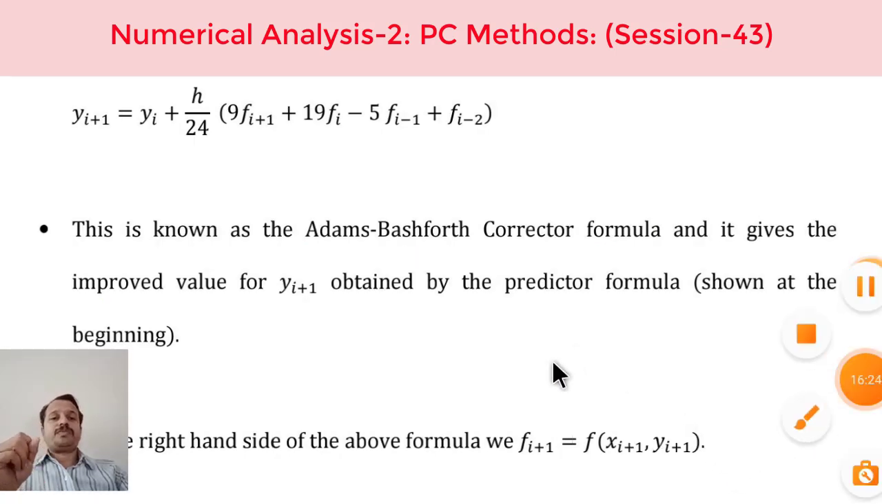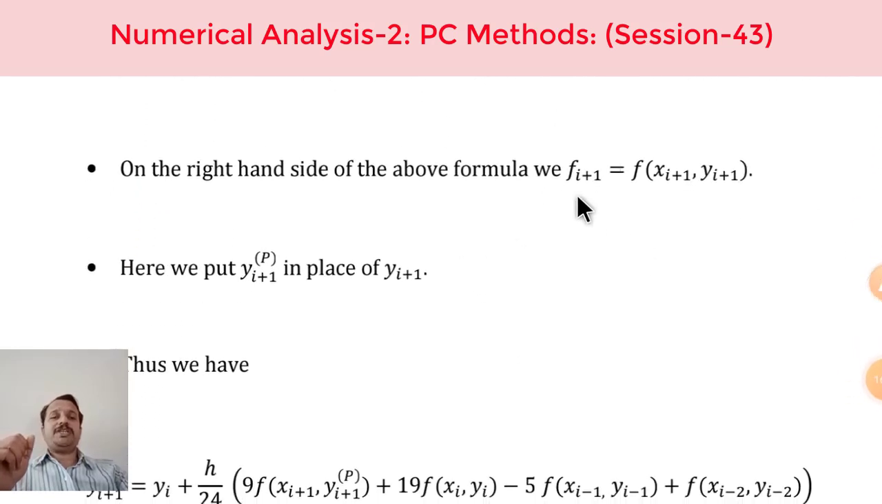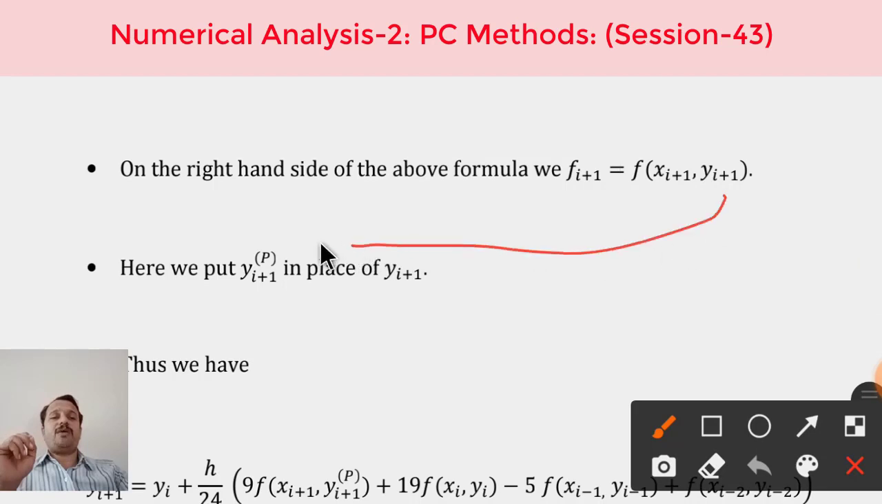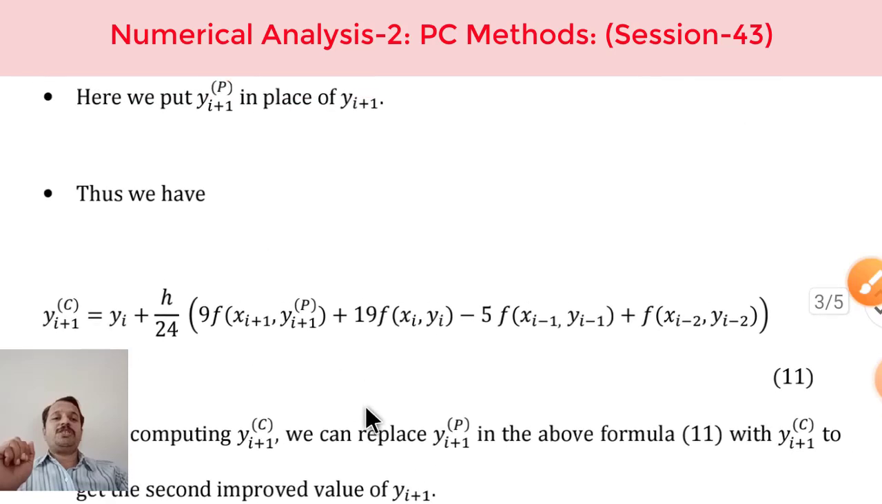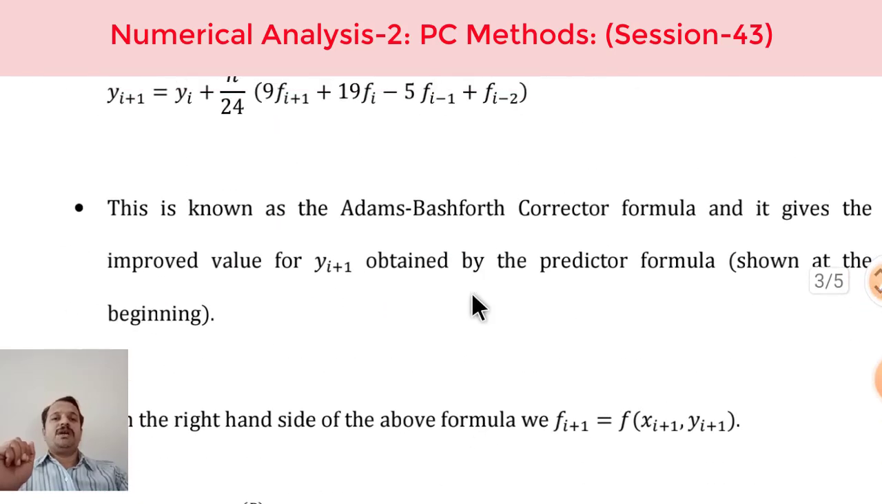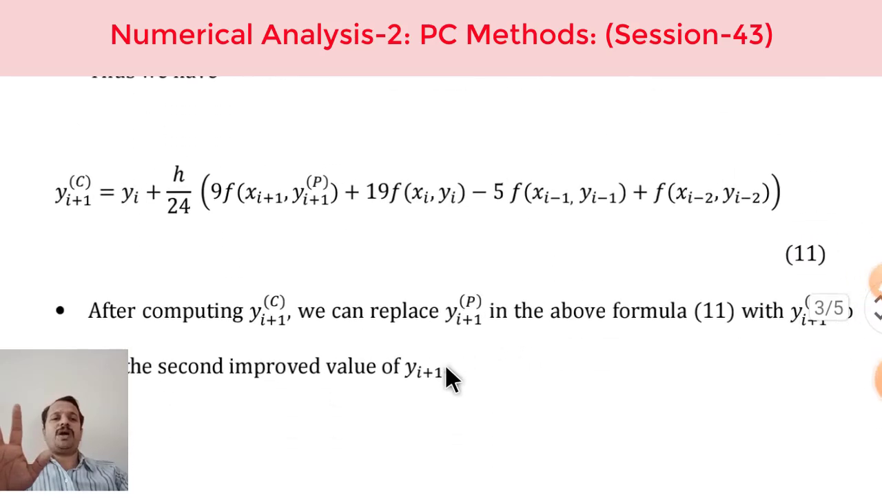Now here I should say something. On the right hand side, just now I told you f_{i+1} stands for f at x_{i+1}, y_{i+1}. y_{i+1} is nothing but the predicted value. I have to replace y_{i+1} with this predicted value which I have obtained by the predictor formula. Now what are we having? We are having ultimately this particular formula. That's all, nothing else.